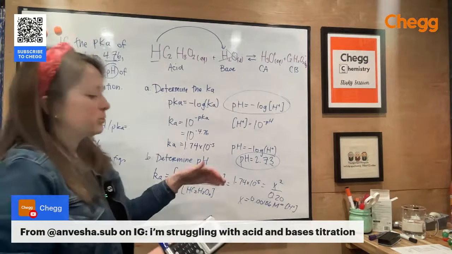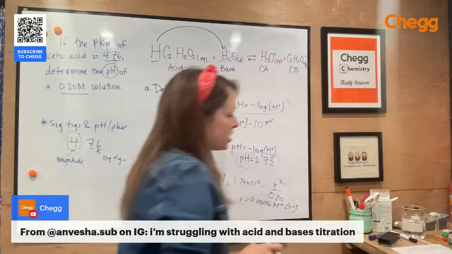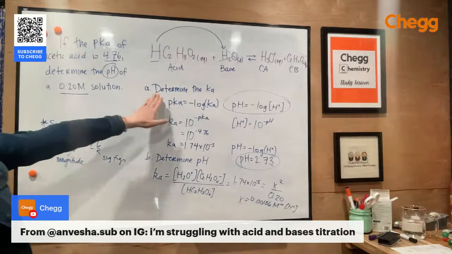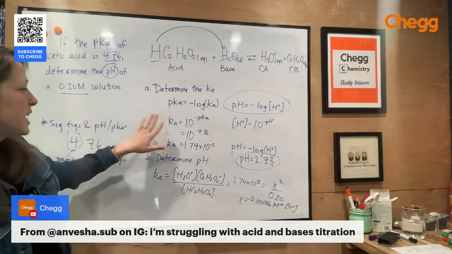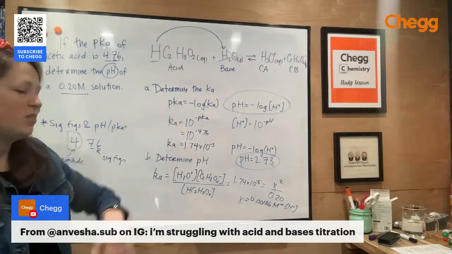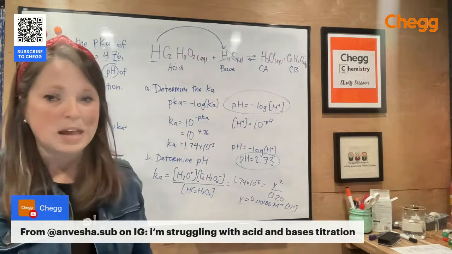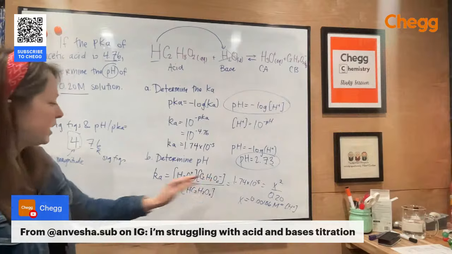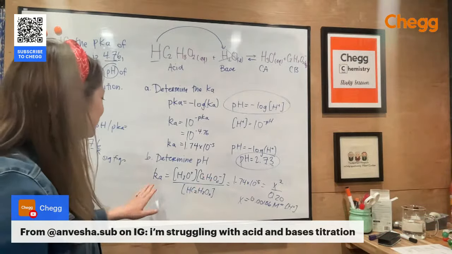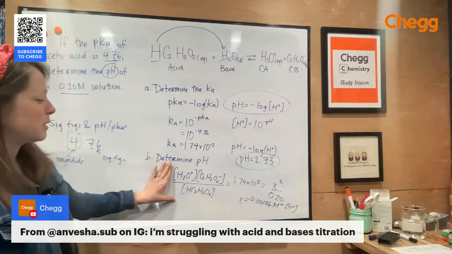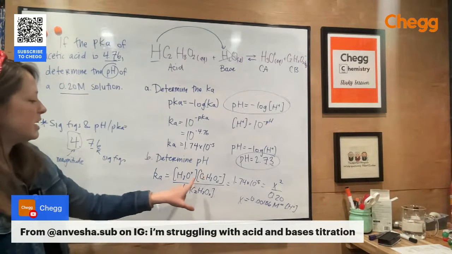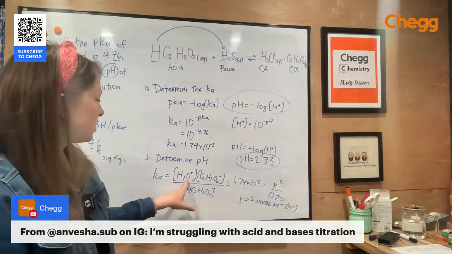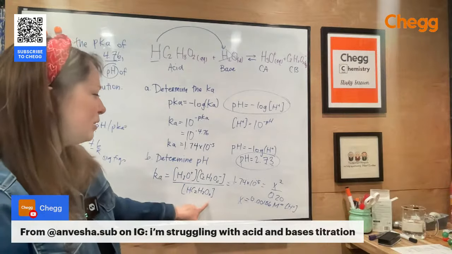All right, so what did we do? We wrote out our dissociation equation. We then figured out our Ka by just taking 10 to the negative pKa. That gave us our Ka value. Then we went out and we wrote out our Ka, or our acid dissociation constant. We looked at the expression, recognizing that x would be equal to the concentration of H plus, and just solving for that.